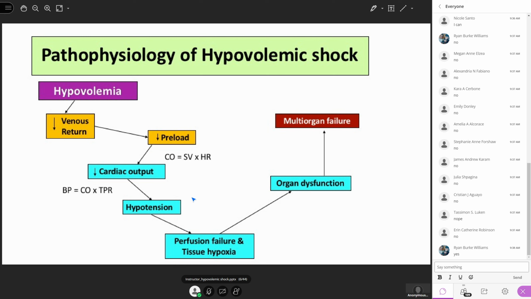When the blood pressure drops, the heart reacts by increasing the heart rate, right? It's trying very hard to get the body perfused. In addition to that, once the cardiac output decreases and you have hypotension, the heart rate increases, and the body also vasoconstricts. So the blood vessels vasoconstrict.